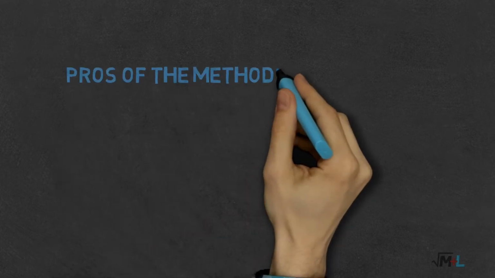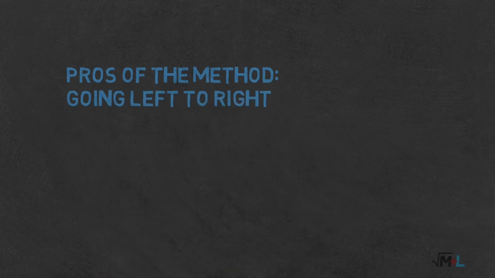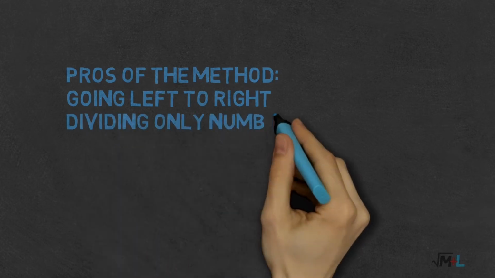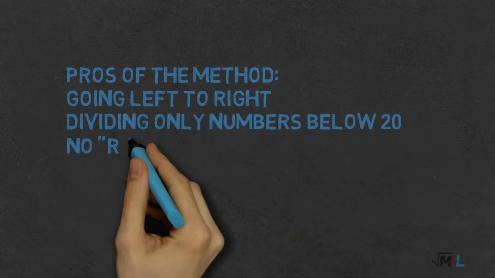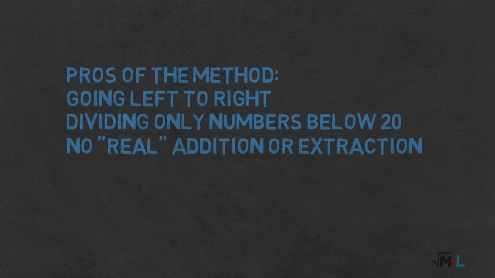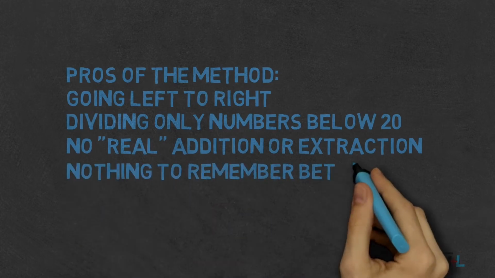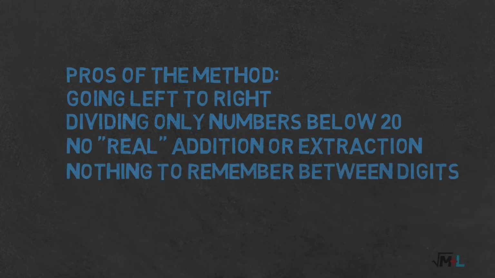Here are some advantages of this method. You go left to right, which is natural and makes it easier to remember the result. You can even say each digit out loud to remember it easier or to give the answer to someone asking you. You only need to divide numbers below 20, which is super easy. No real addition or extraction. While you add 10 sometimes, it's really not a calculation, it's just putting 1 in front of a digit. Also, there is nothing to remember during the calculation, only digits of the result.